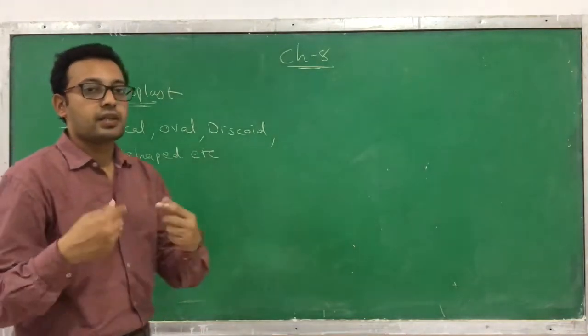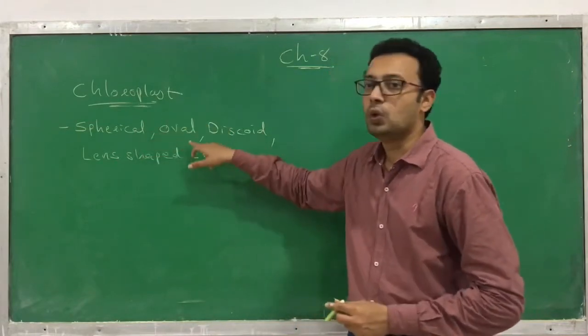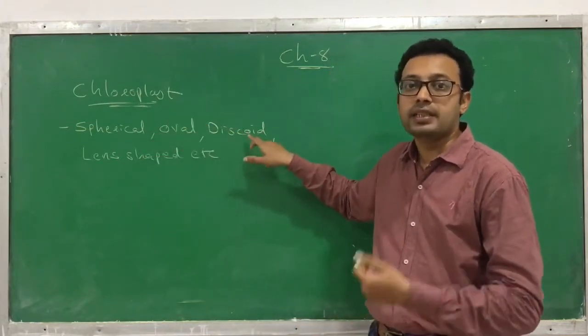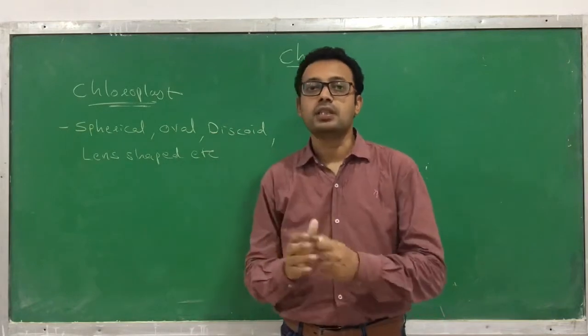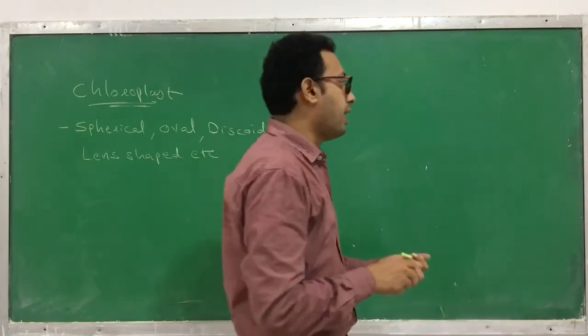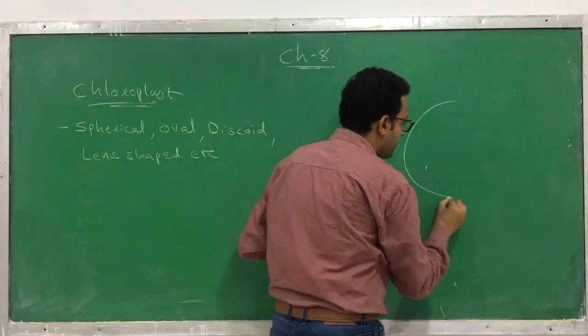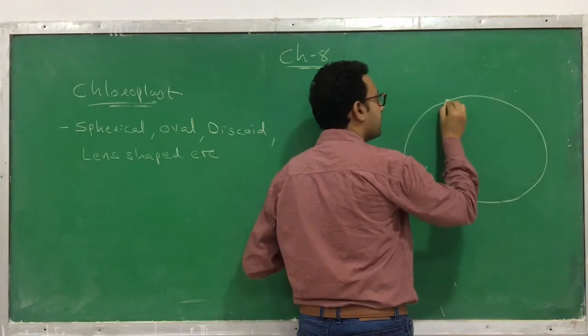I again repeat, what are the different shapes of a chloroplast? The chloroplast may be spherical, oval, discoid, meaning disc-like, or lens shaped. These are the different shapes of a chloroplast. This chloroplast is a membrane bound organelle. I am drawing it over here. It is a membrane bound organelle.